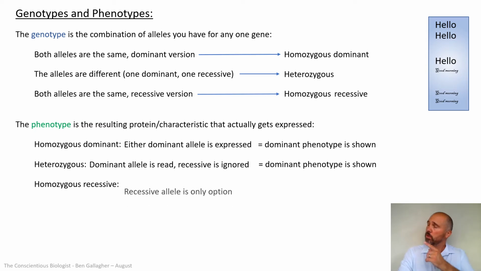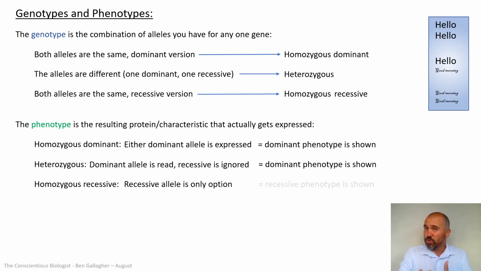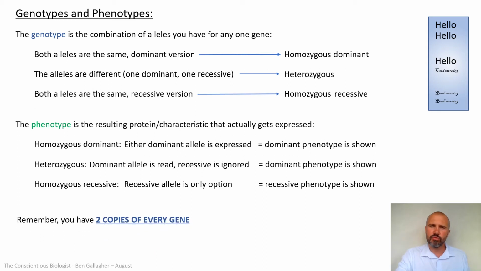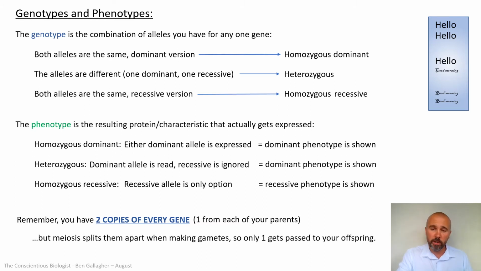It's only if you're homozygous recessive and you've only got the option of the recessive that you show the recessive phenotype. So it's only in the circumstances of me having good morning that I would actually say good morning. Hopefully that makes sense. But that's really, really important about how you express a genotype into a phenotype. And remember, you have two copies of every gene, one from each of your parents, but meiosis splits them apart when making gametes. So only one gets passed to your offspring.